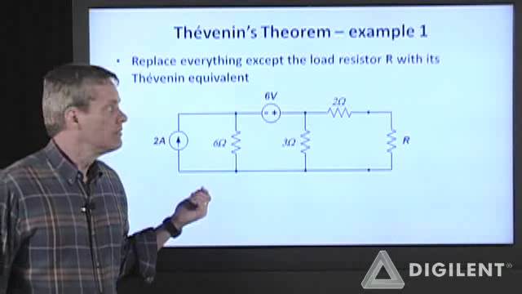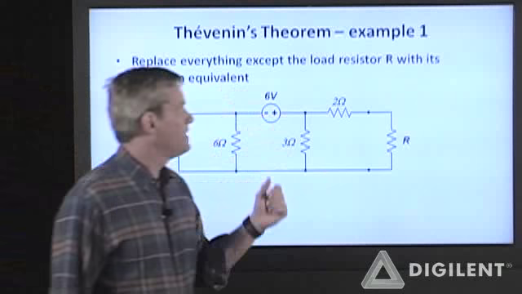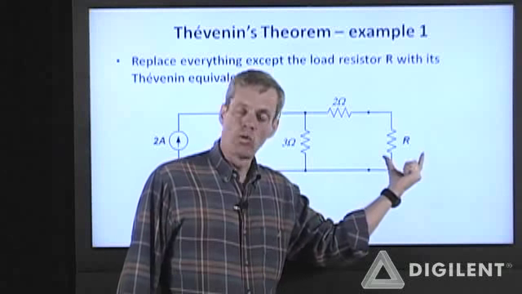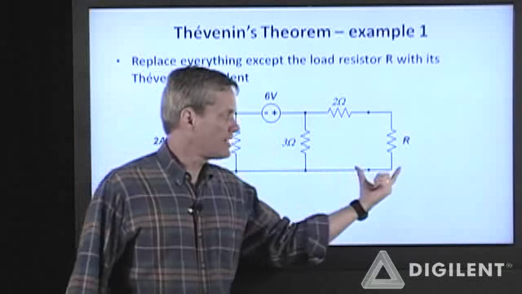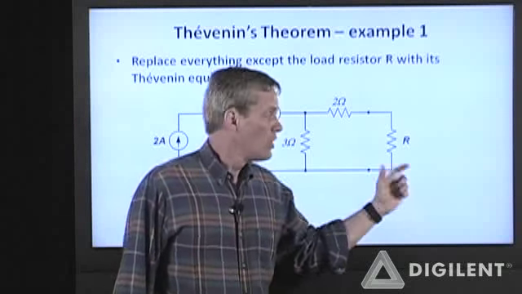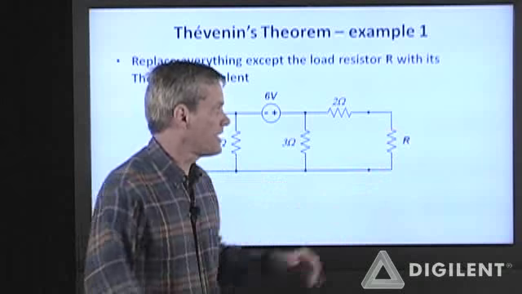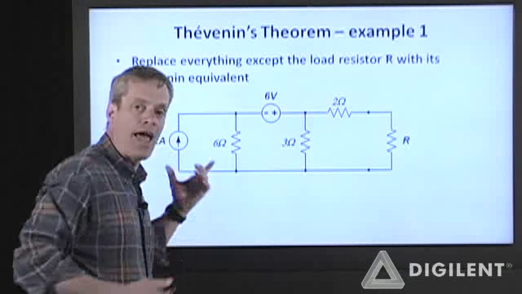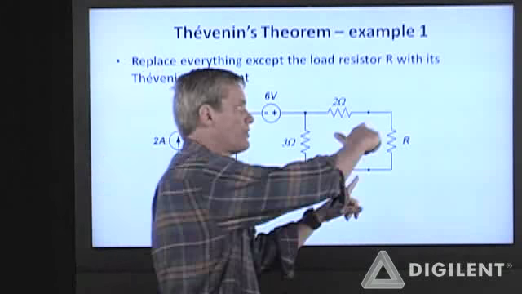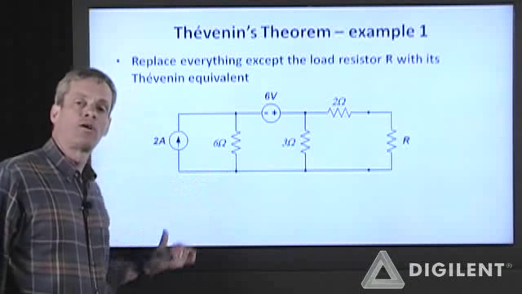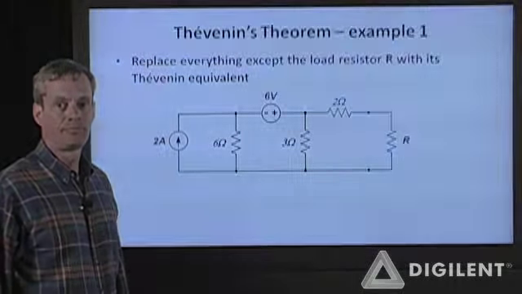An example of this. We want to replace everything except this load resistor, which is R, with its Thevenin equivalent. So the problem statement is telling us what our load is. So we want to remove this and take the rest of this circuit as our Thevenin equivalent. These are the terminals that we're going to be looking into when we're creating a Thevenin equivalent of the rest of this circuit. For the actual work, I'll go on to subsequent slides.